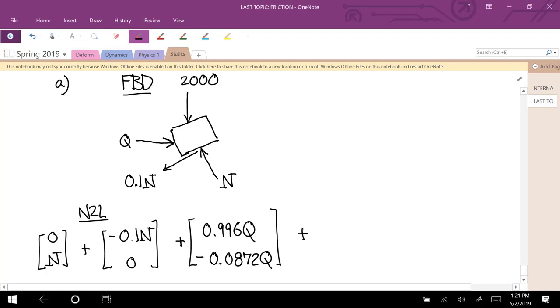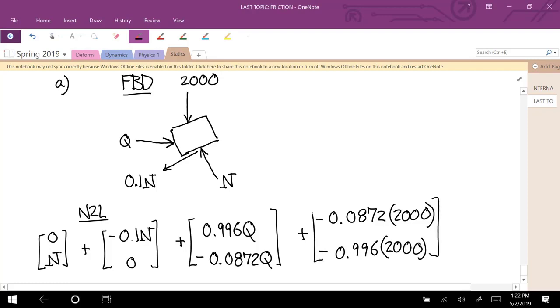And the normal force is going to be, not the normal force, sorry, the 2,000 Newton force is going to be negative 0.0872 times 2,000, and then negative 0.996 times 2,000. And again, those are equal to 0.